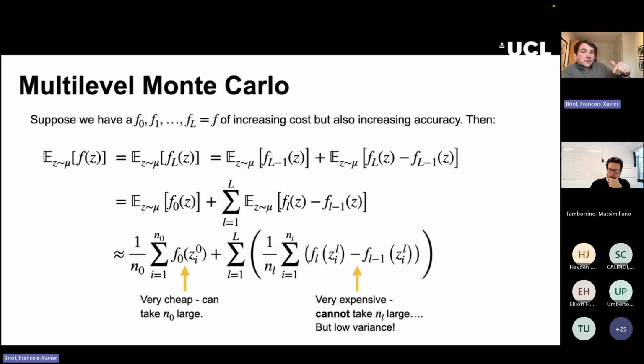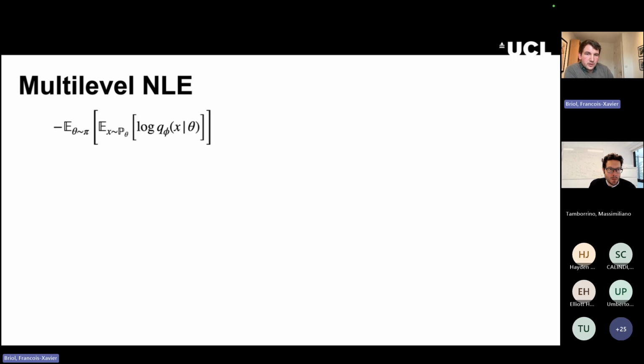And that's a great thing, because the higher up I go through my telescoping sum, the more expensive these terms become. And so the more important it is that I evaluate them as rarely as possible. Okay, so that's the general idea of multi-level Monte Carlo.